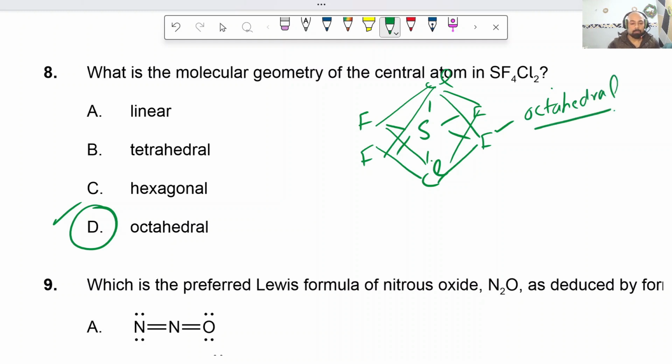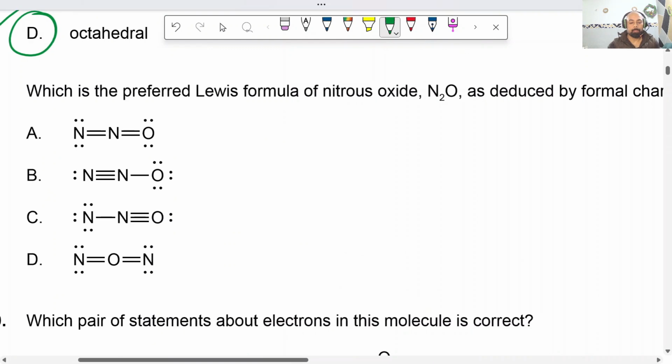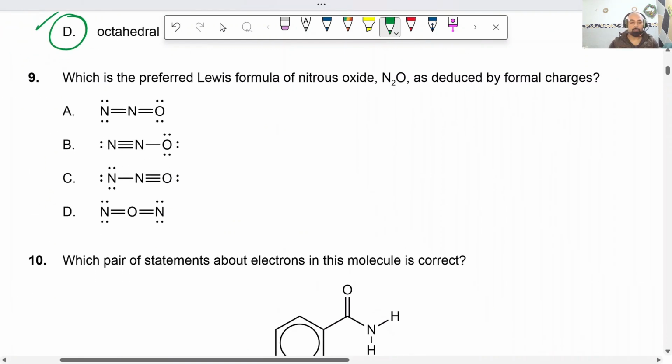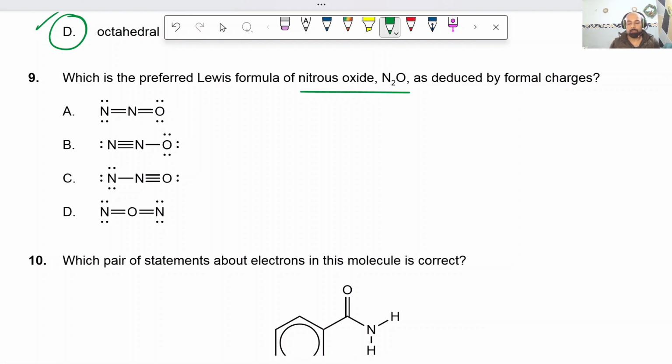Right? So D is the right option for this question. Now, when we look through question number 9, which is the preferred Lewis formula for nitrous oxide, which is N2O, as deduced by the formal charges. Now, for N2O, you need to understand that all these structures cannot be possible.